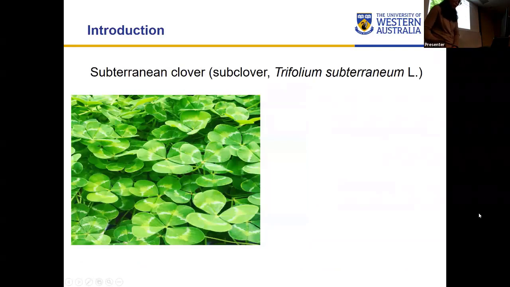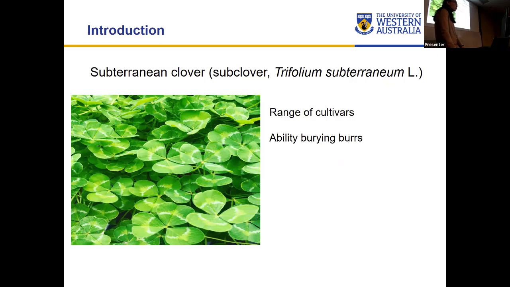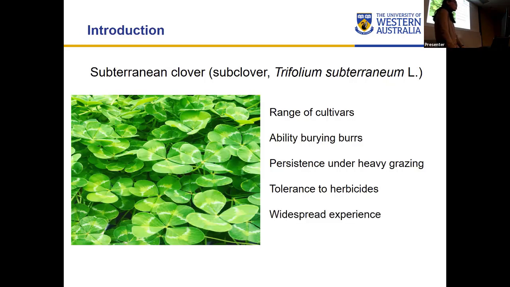Subterranean clover is the most successful pasture legume in southern Australia because of its good adaptation to the Mediterranean-type climate and inherently low nitrogen soil. It has several attributes, such as a range of cultivars with different maturity, enabling them to grow successfully in different environments with a range of growing season lengths. It is simply managed, with the ability to survive burs, resistance under heavy grazing, and tolerance to many herbicides. Widespread farmer experience throughout its historical usage also makes subterranean clover the most important pasture legume among farmers for the foreseeable future.